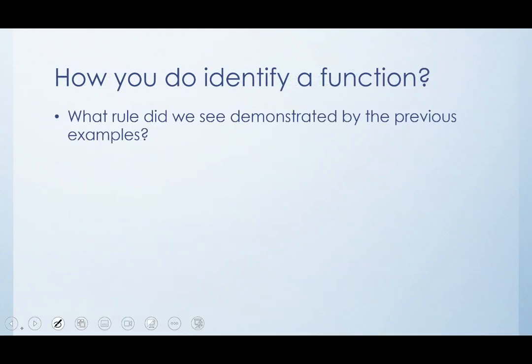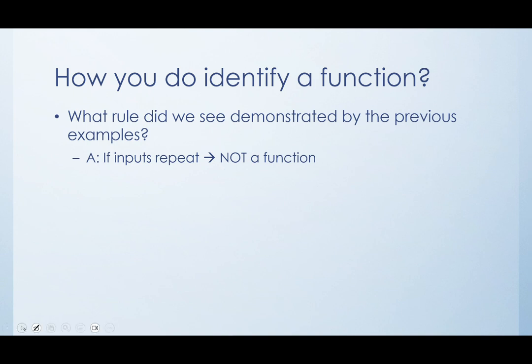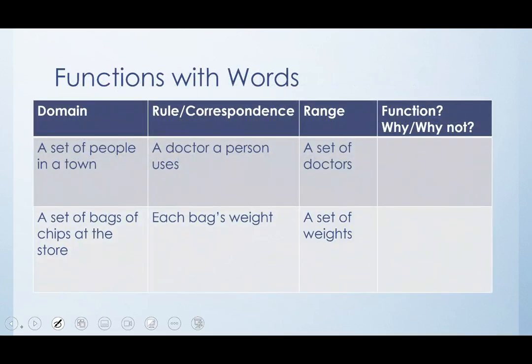So what rule did we just see demonstrated by the previous examples? Well, just what I said, right? If the inputs repeat, it is not a function. So if you see 2 in the list of the x's twice, it's not going to be a function, or 3 times, or whatever. So we cannot have the same input map to 2 different outputs. Not if it's going to be a function.